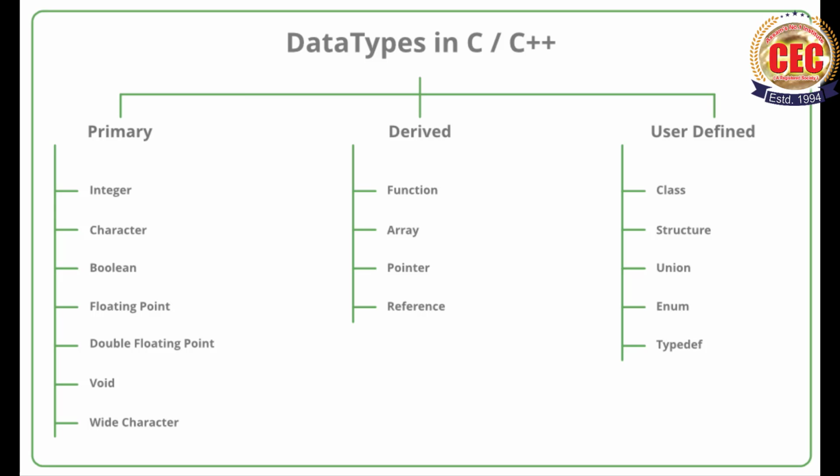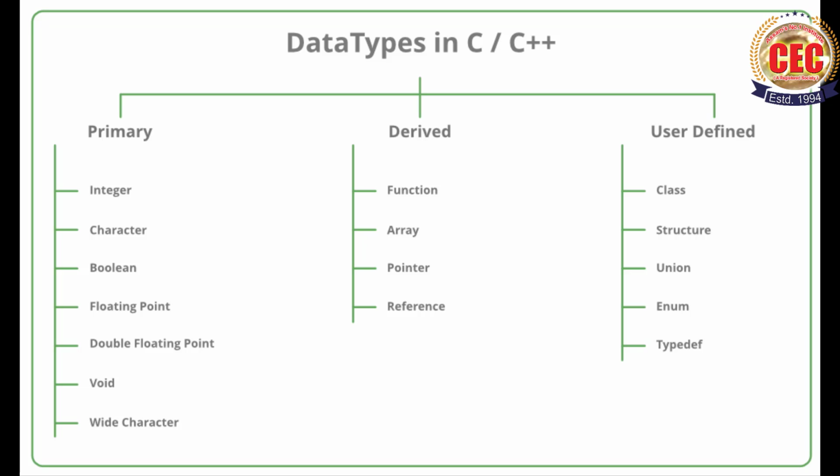Data types in C++ are mainly divided into three types. The first, primitive data types. These data types are built-in or predefined and can be used directly by the user to declare variables. Example: int, char, float, bool, etc. The primitive data types available in C++ are integer, character, boolean, floating point, double floating point, and valueless or void.